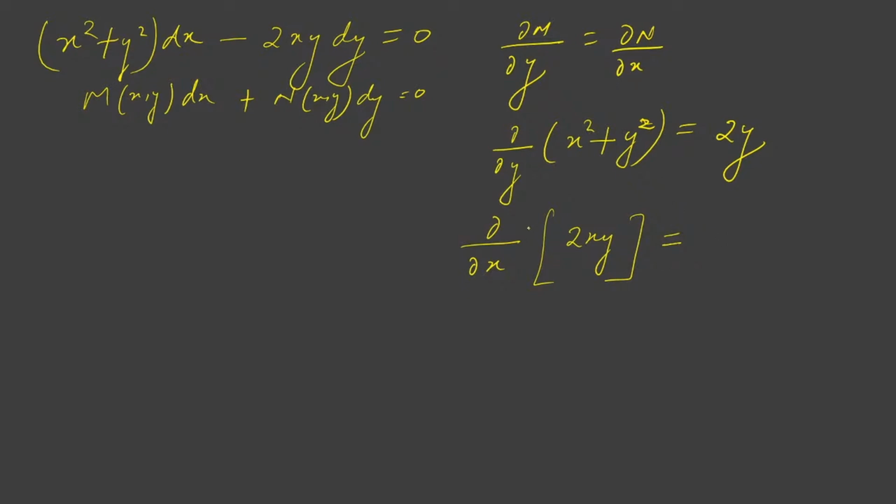But here there is a problem. So this is minus 2xy, right? So del by del x of minus 2xy. So how you can write it? So minus 2y. So this is definitely not an exact differential equation.